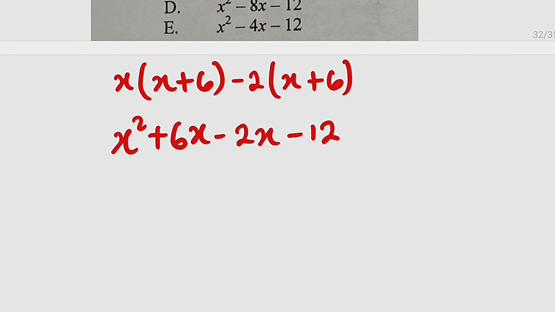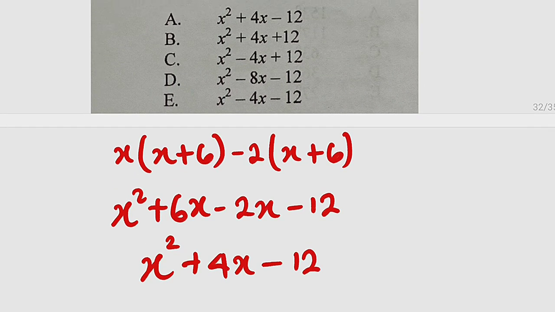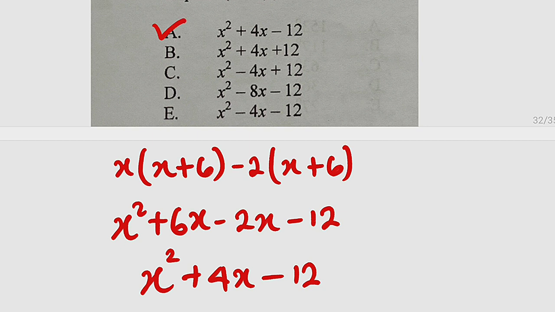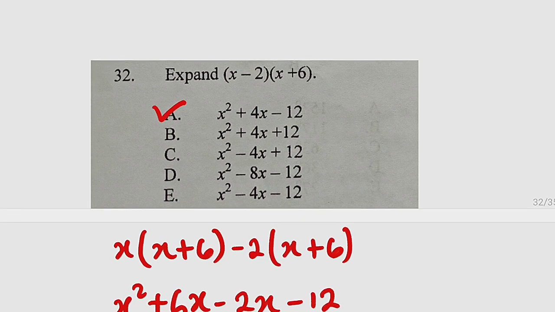The middle terms are like terms. 6 minus 2 is 4. So this is x squared plus 4x, then minus 12, which is option E. Well, let me show you the shortcut.